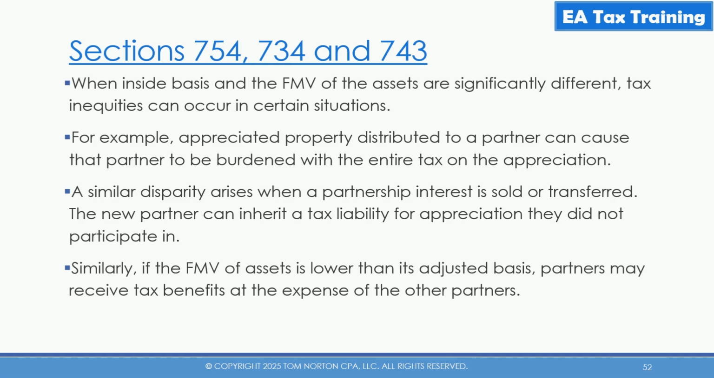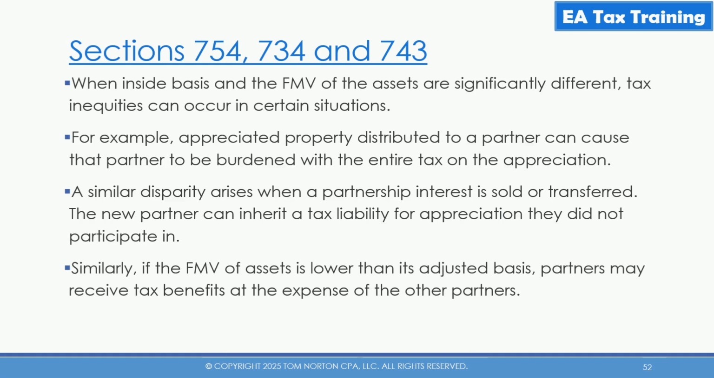They weren't around when that asset appreciated in value. And as a matter of fact, they just paid the equivalent of the fair market value for that asset, but now they have to pay tax on the gain because that asset was sold. So again, you have a disparity here because of this difference between fair market value and adjusted basis. And by the way, this can work the other way. Sometimes a partner can get a tax benefit that they are not entitled to.